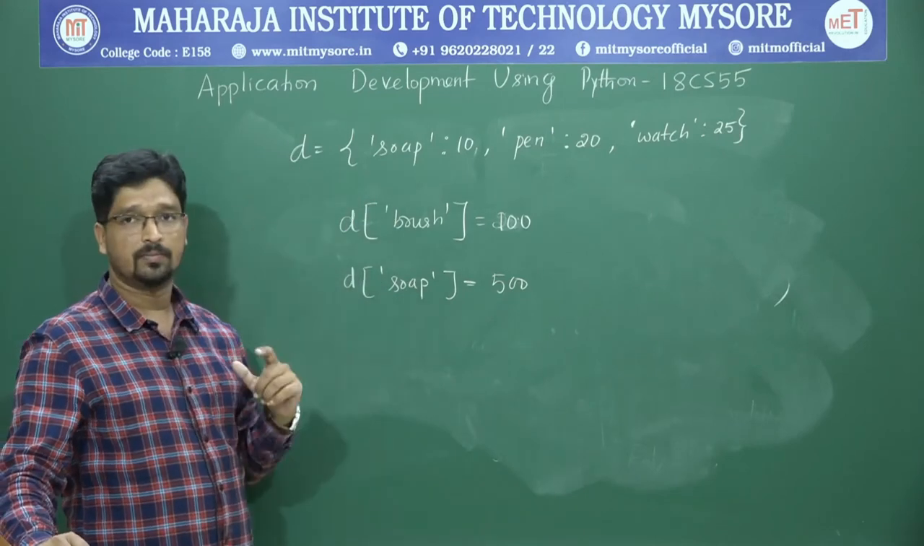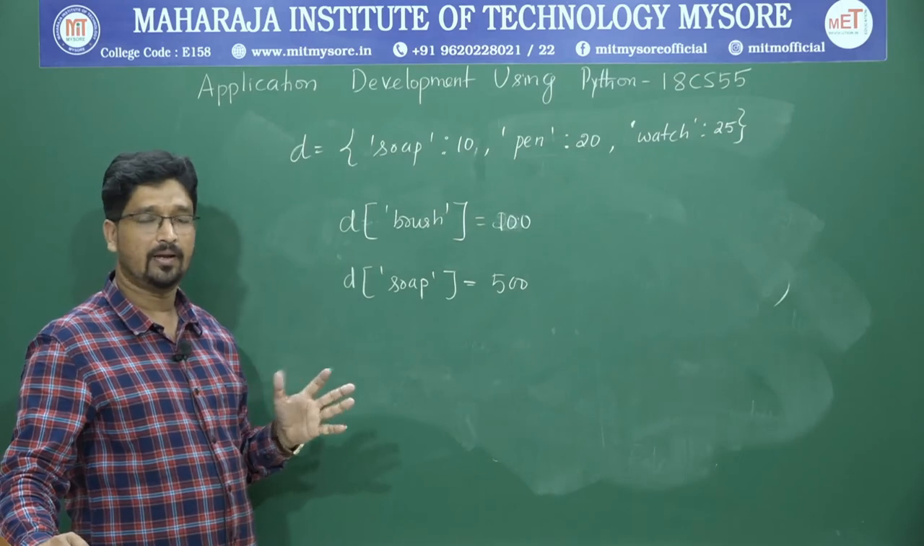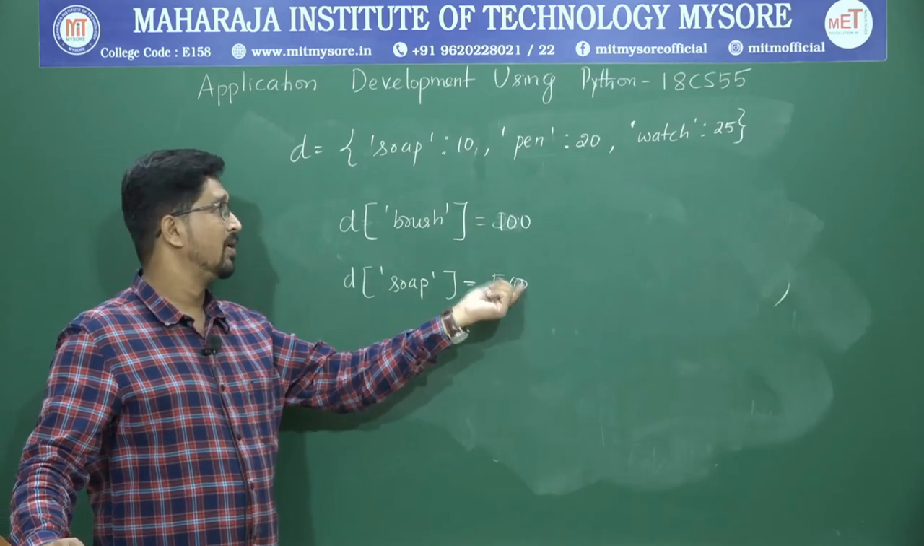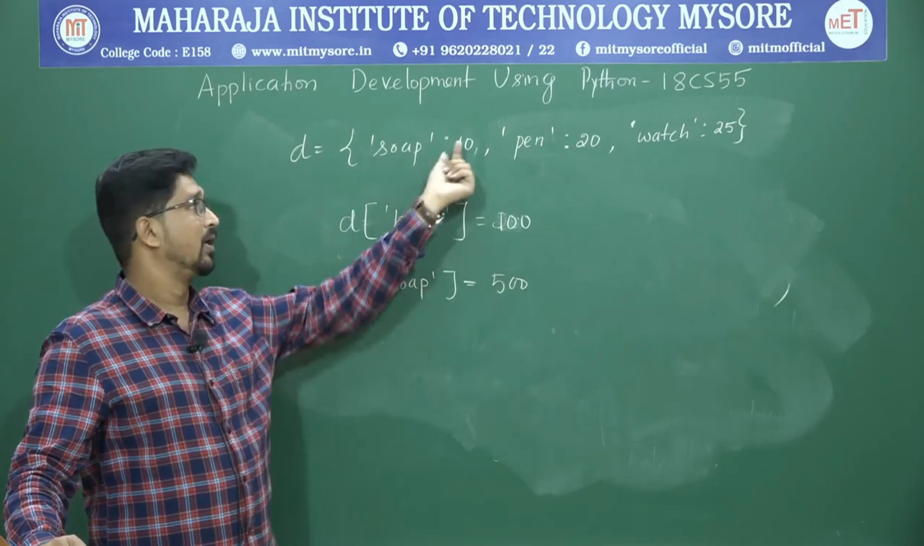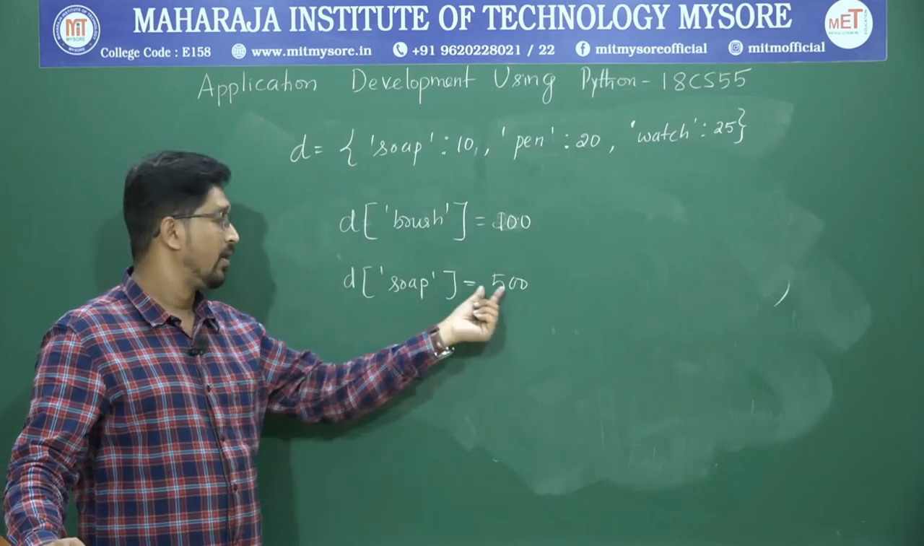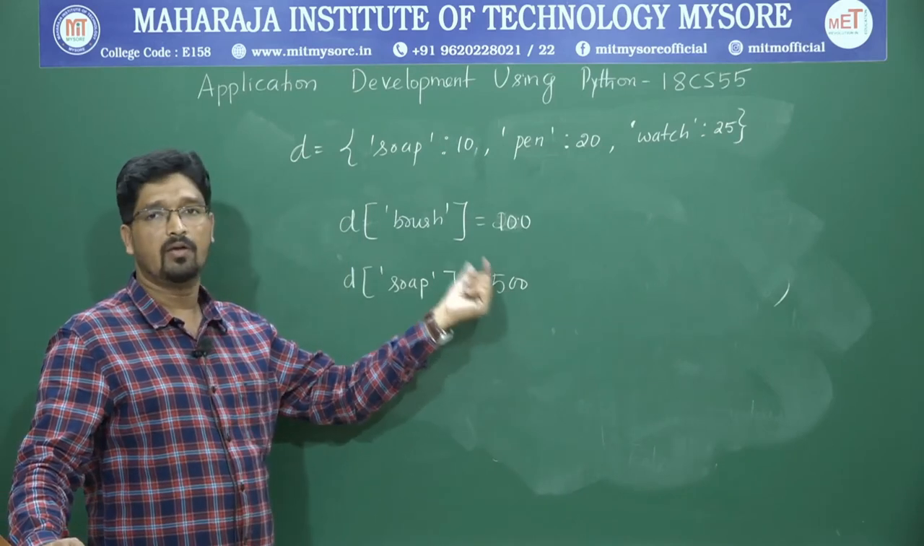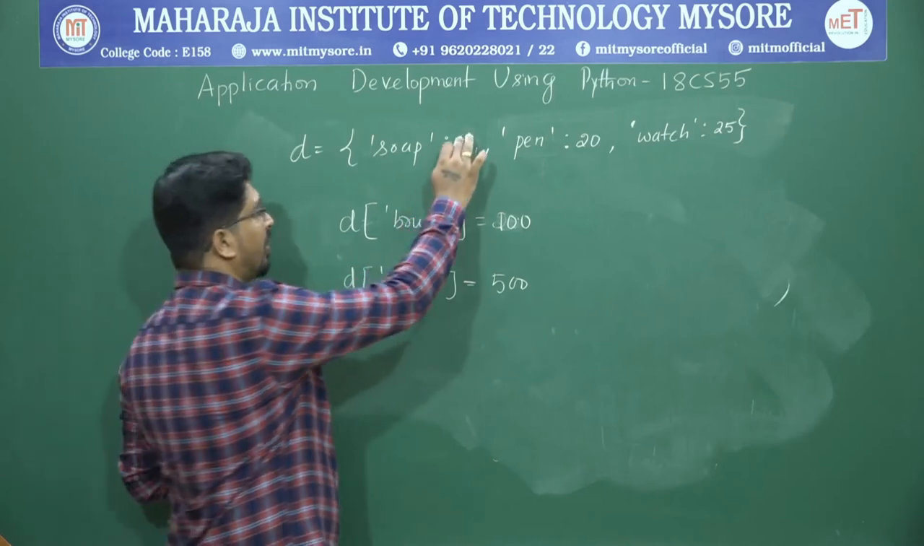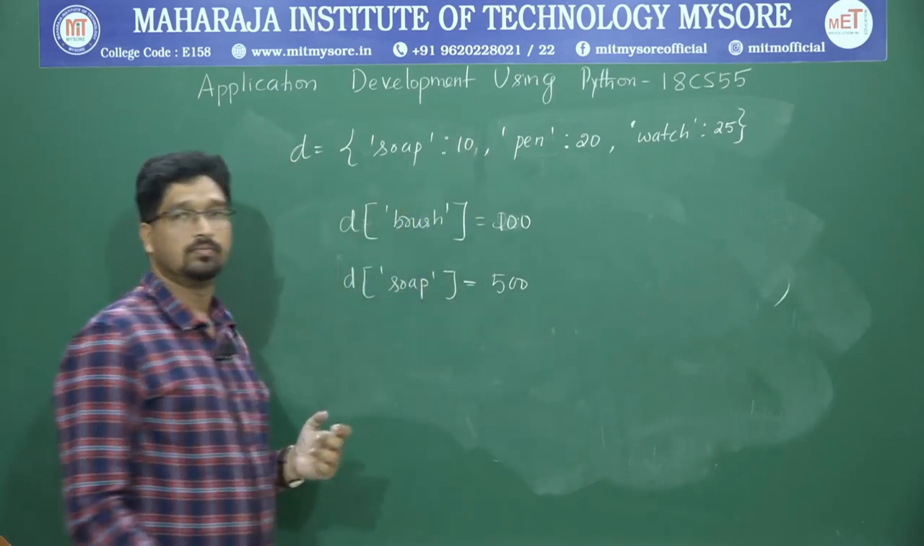If soap already exists, it will not give any error. What happens? It will overwrite the value. Here initially you have 10. The 10 is overwritten by 500. Then you will have 500 as the soap value.